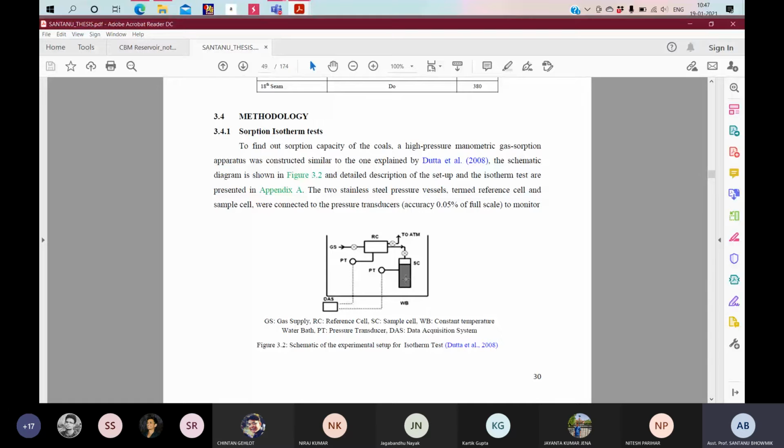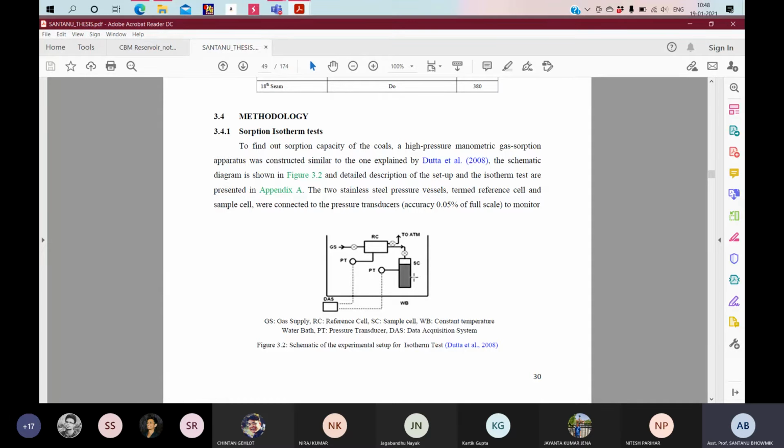Sample cell means these are the two steel or aluminum containers. Generally it is a solid steel component, SS314, a high category of solid steel container, with some fittings. I am not going to bother about the fittings. There are two containers. The reference cell is a void one, but the sample cell is filled with some amount of the coal sample, whether it is dry or wet.